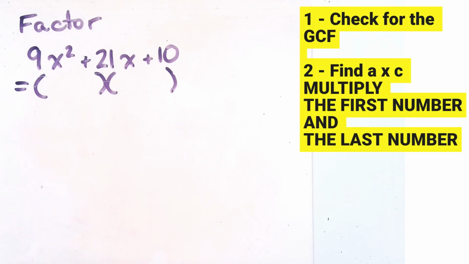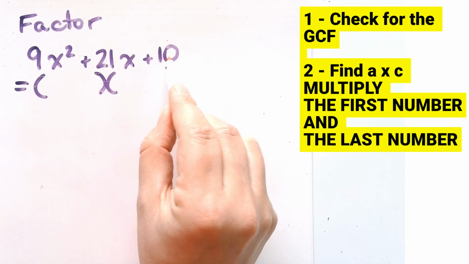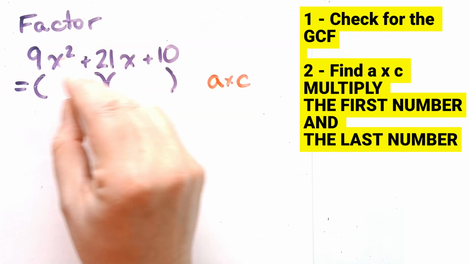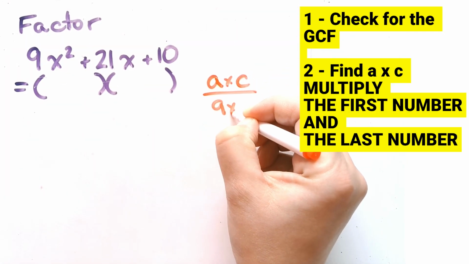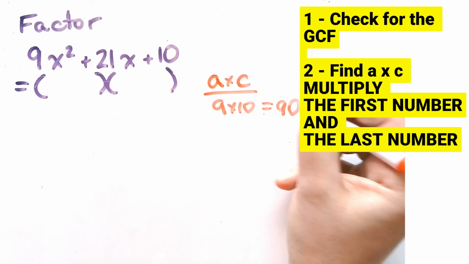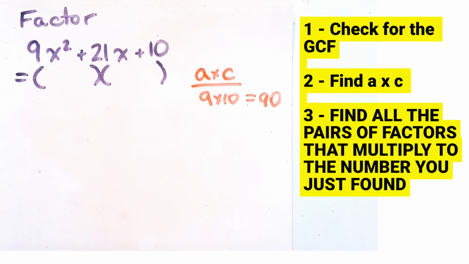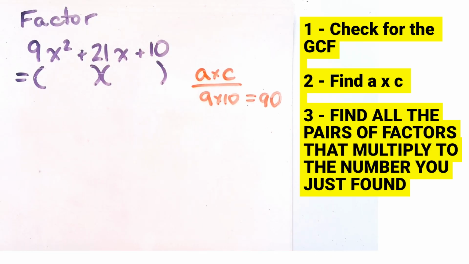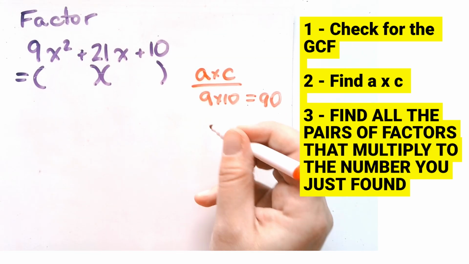The next thing you need to do is take your first value, the a value, and the last value, the c value, and multiply them. So a times c, the last number times the first number, that would be 9 times 10, and that equals 90. So now what we need to do is find all pairs of numbers that multiply to 90. You're going to get a little bit quicker at doing this, but I like to list all of them all at once, okay?